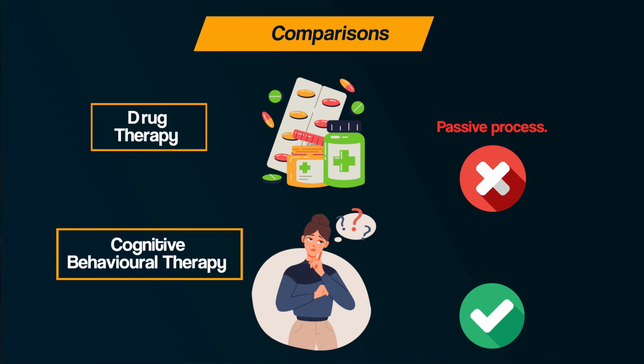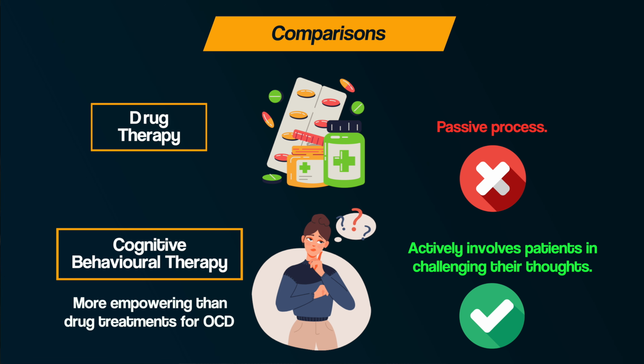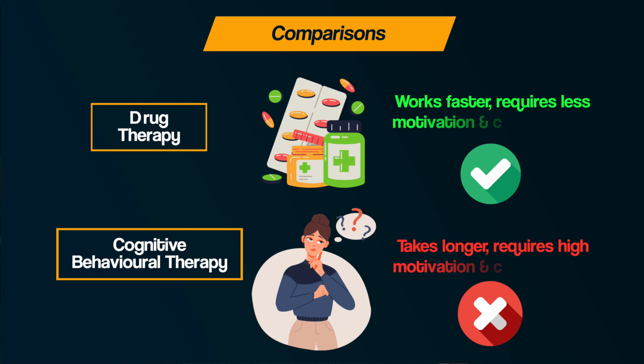Finally, we can evaluate biological treatments of OCD with other approaches. Cognitive treatments such as CBT are more empowering than drug treatments for OCD, as it actively involves patients in challenging their thoughts, giving them a greater sense of control over their condition. However, drug therapy works faster than CBT and requires less motivation and commitment, making it a more accessible treatment option for some patients. And that's the whole of the psychopathology topic.